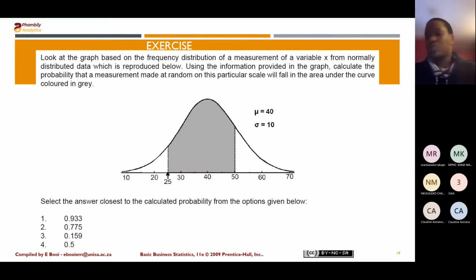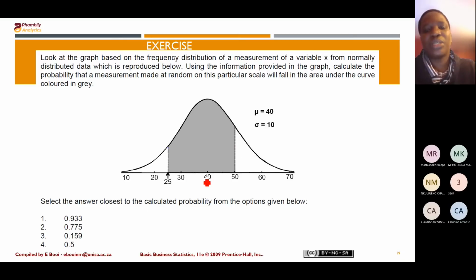Okay, maybe let's do more examples so that you can see how everything works together. Look at the graph based on the frequency distribution of the measurement of the variable X from normally distributed data, which is produced below. Using the information provided in the graph, calculate the probability that a measurement made at random on this particular scale will fall in the area under the curve, colored in gray.